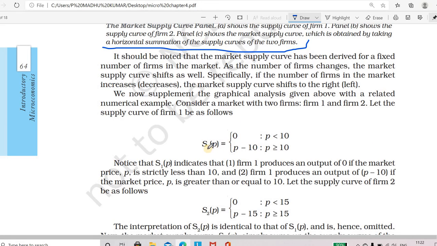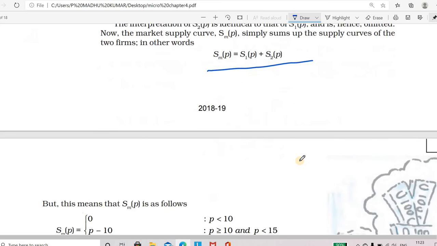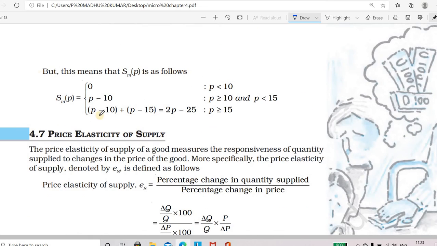S1(P) means supply of firm 1 and S2(P) supply of firm 2, and what we are doing, we will add P minus 10 and here it is P minus 15. How we will get S1(P) plus S2(P), then we will get SM(P). Okay, we will add the supply of firm A and firm B and we will get the total market supply.